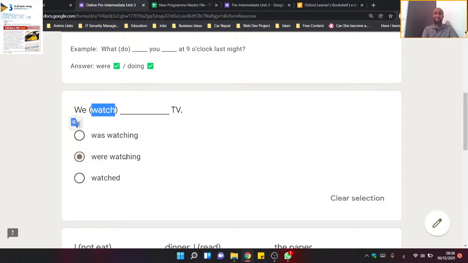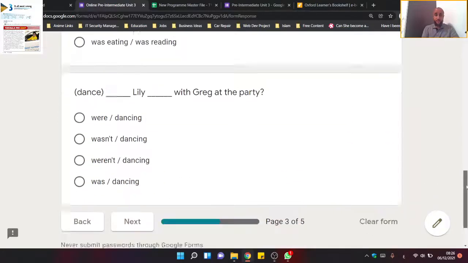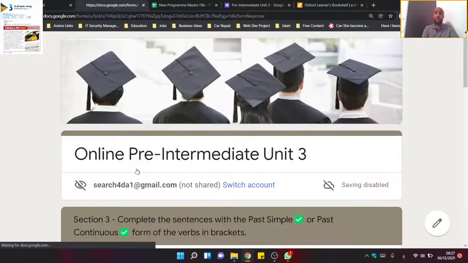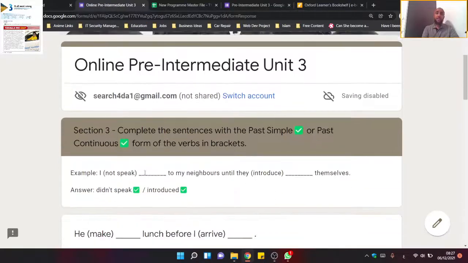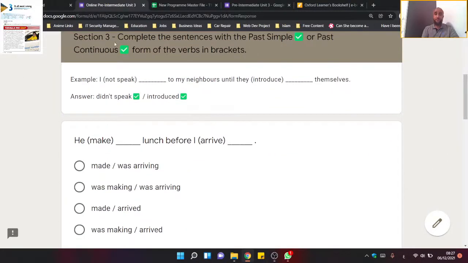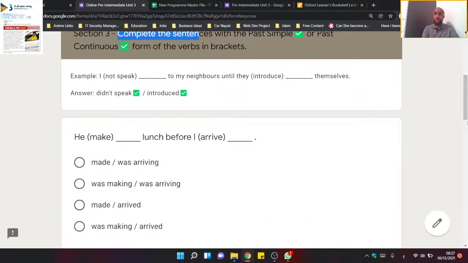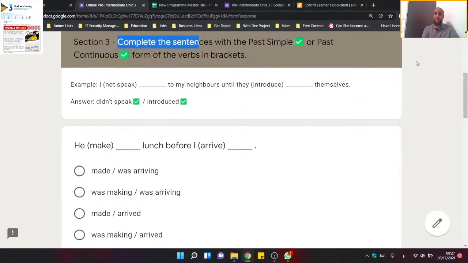Okay, guys, alhamdulillah. All right, so moving on to the next section, the last two you can do by yourself. Okay, section 3 says complete the sentences. Okay, let me just make it bigger. Complete the sentences with. So here you have to be careful. You have to choose now which is correct. Is it the past simple or is it the past continuous?